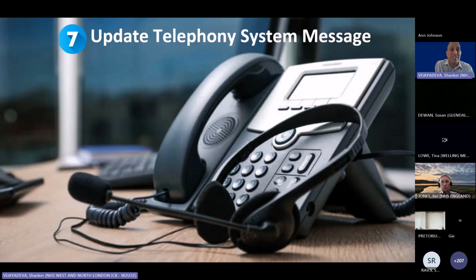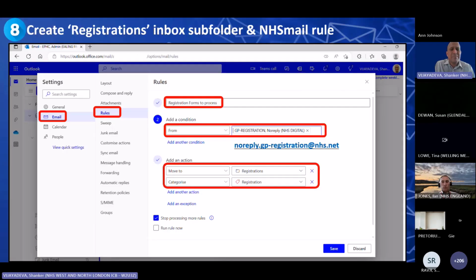Step 7, think about your telephone messaging. Do you need to update anything? Is there a flow about registration and you've forgotten to update it? Step 8, this is just to improve experiences. If you're not using any third-party RPA provider for registration, we'll come back to that in a second.